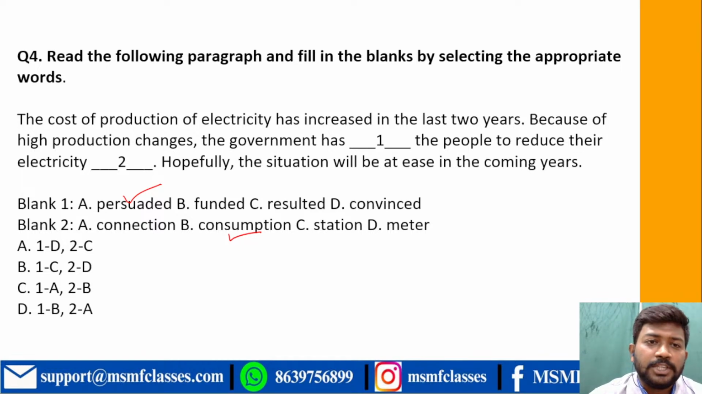Now here the combination is for blank one is A and another one is B. So it must be AB. So option C is the correct answer. And Soumya has opted C. Congratulations, Soumya. Good.